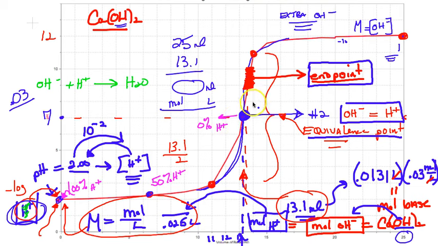Okay, and then everything beyond this position, this would be what? Just extra hydroxide. All right, it's important. So 100% H plus, 50%, 0%, and now just the extra hydroxide. So all we've got left is the net ion equation.